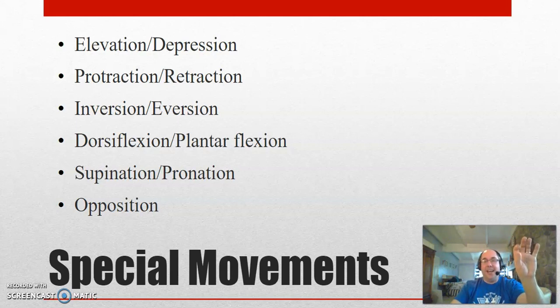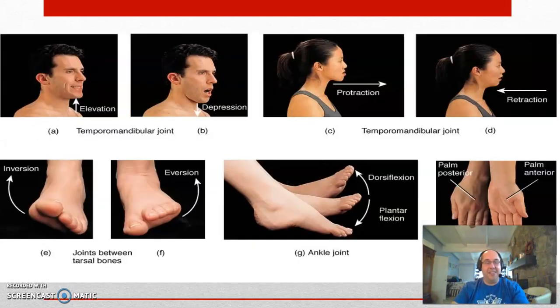That was great. This is opposition. You're opposing your finger to your thumb. Great. And here are some example pictures of those.